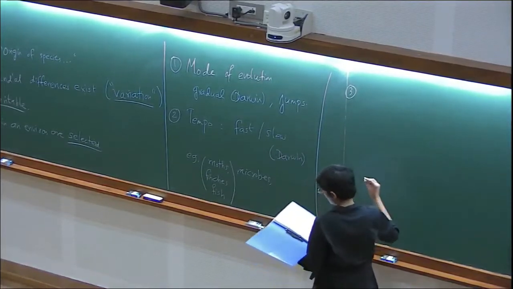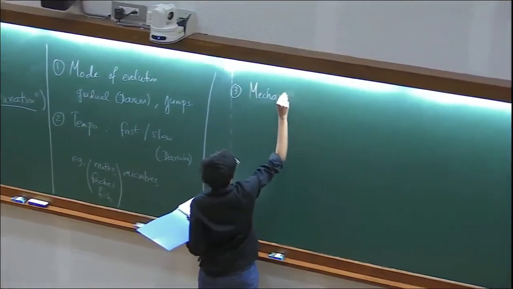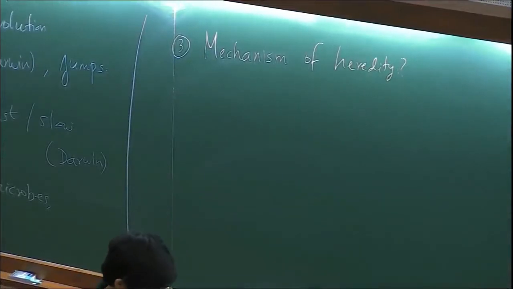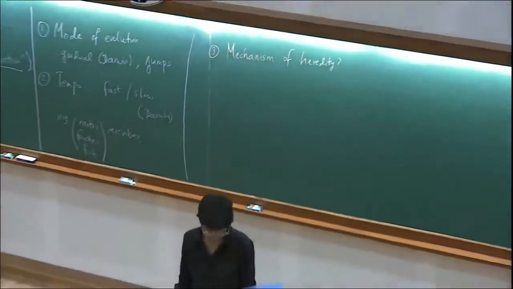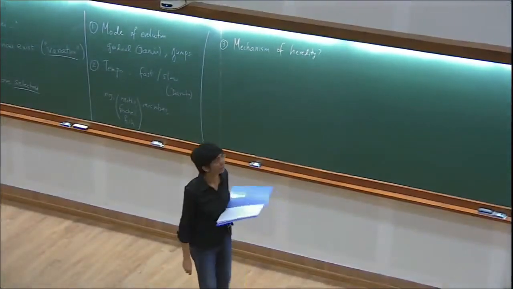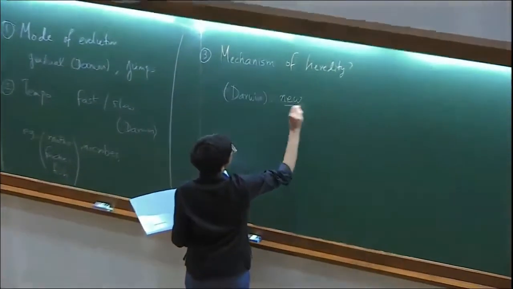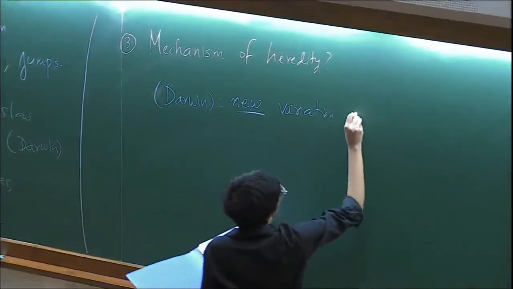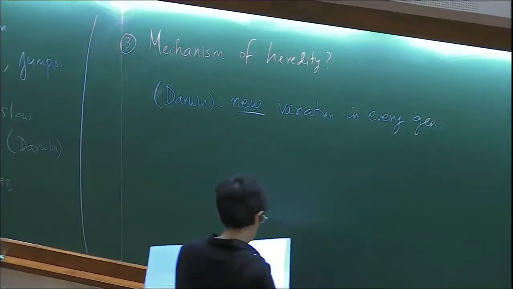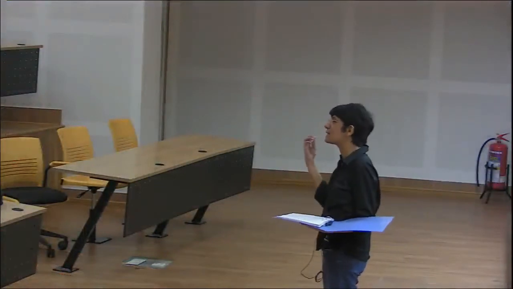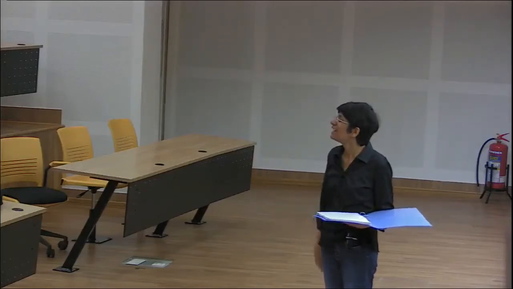I want to focus on one simpler and basic thing, which is about the mechanism of heredity. Okay, so this was Darwin's assumption. He assumed that new variation is created in every generation so that natural selection can act on it. That's very important, right? If you're all identical, what is there to select? So variation is a very central concept here, okay? But then if there is so much variation, that's too much, right?